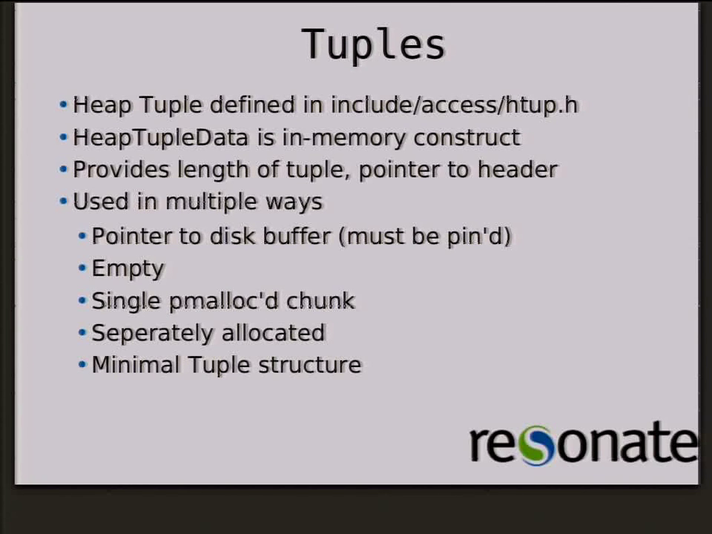But there's no way to distinguish a minimal tuple which doesn't have those columns from one that does. So you really need to know what you're doing, know what kind of a tuple you're getting, and act appropriately with it.